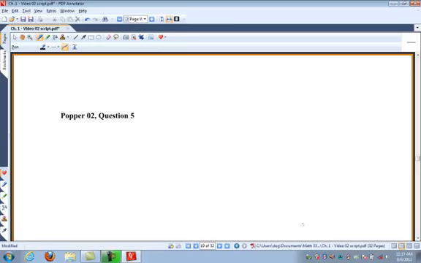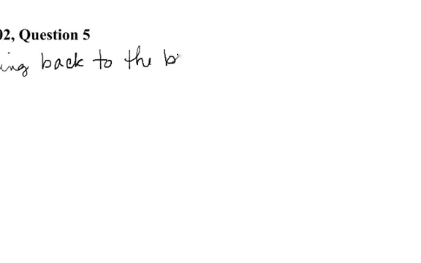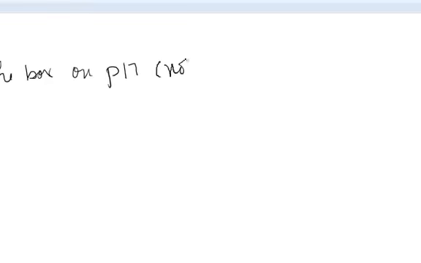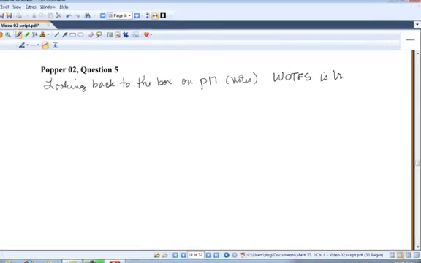Meanwhile, though, let's have Popper 2, question 5. Looking back to the box on page 17 in the notes, which of the following statements is true.